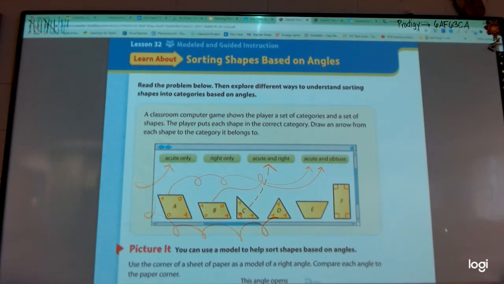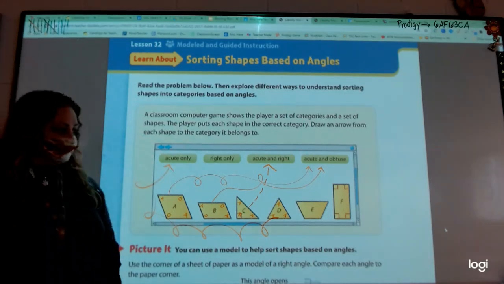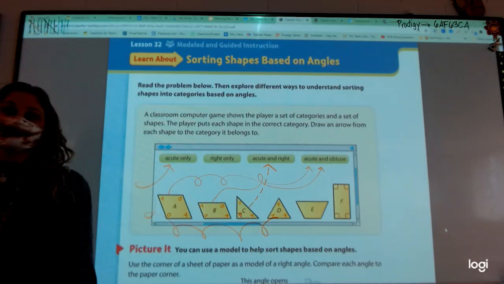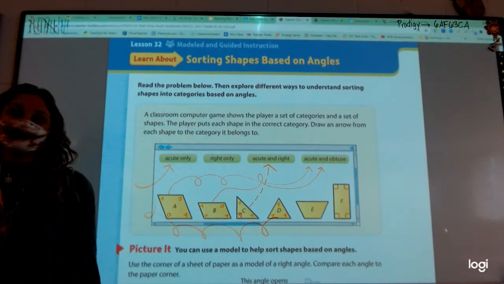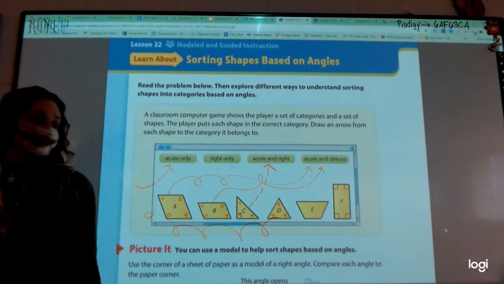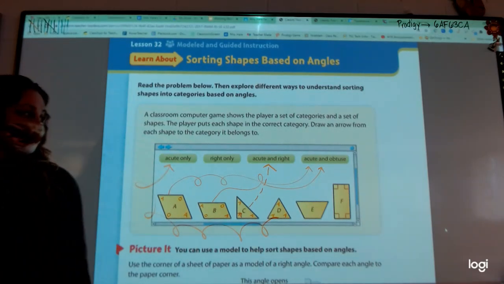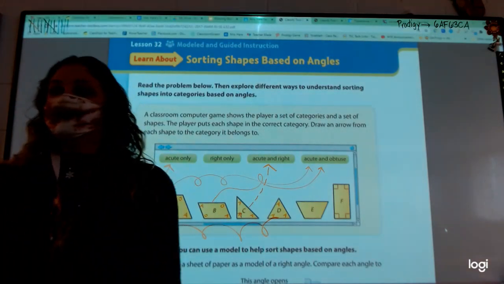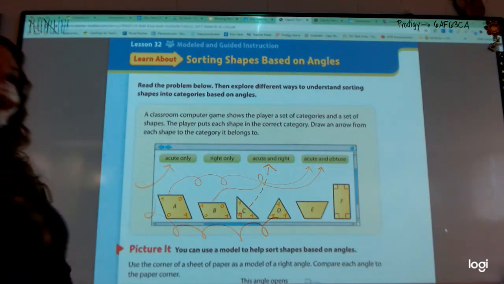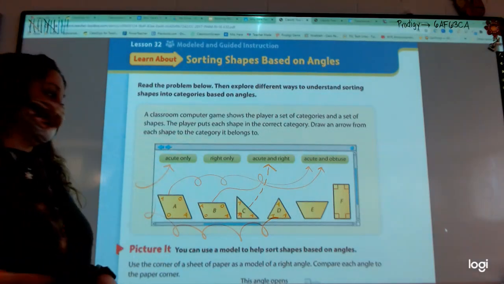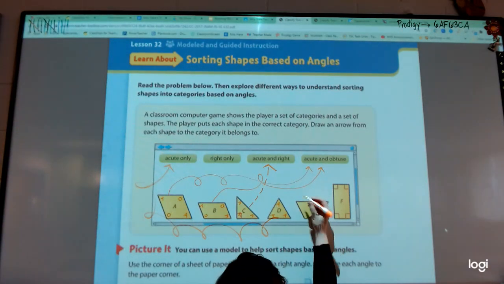All right. Hayden, read us the next one. Look at the trapezoid and rectangle. Which has right angles only? Look at picture. To which group does the trapezoid belong? Draw arrows to the groups. Okay. So let's label our angles. You guys can draw your arrows. Let's see if we all get it done right. Look at shape E and F, label your angles, and draw it to the correct group. You can check with me after you label angles.